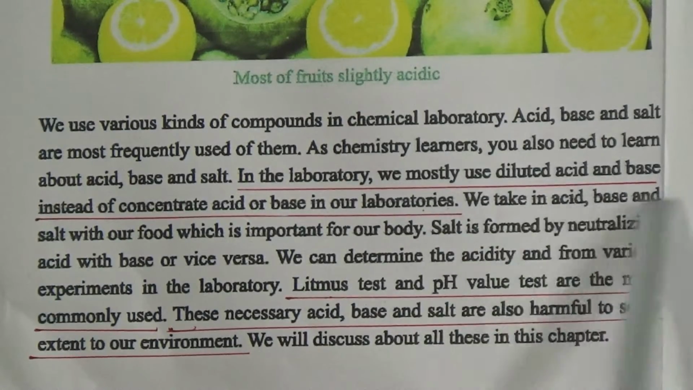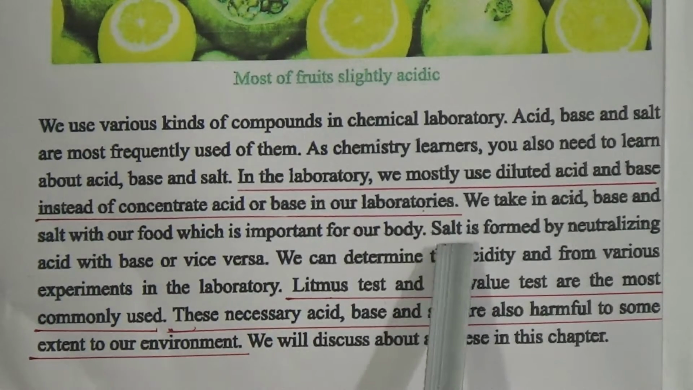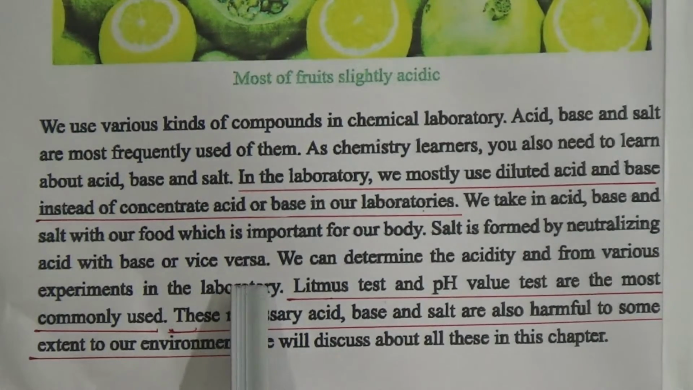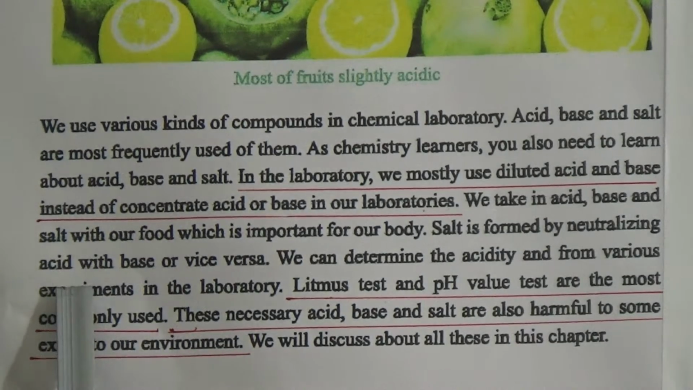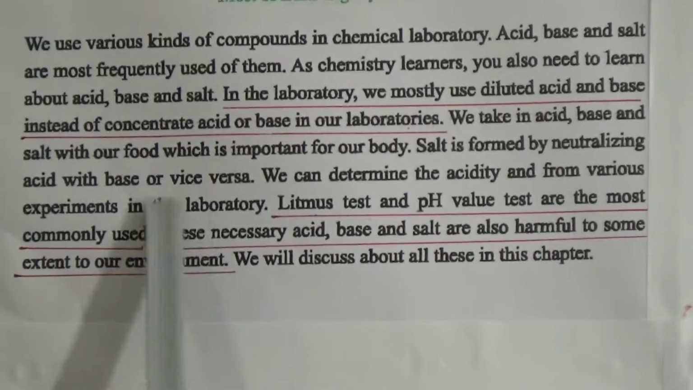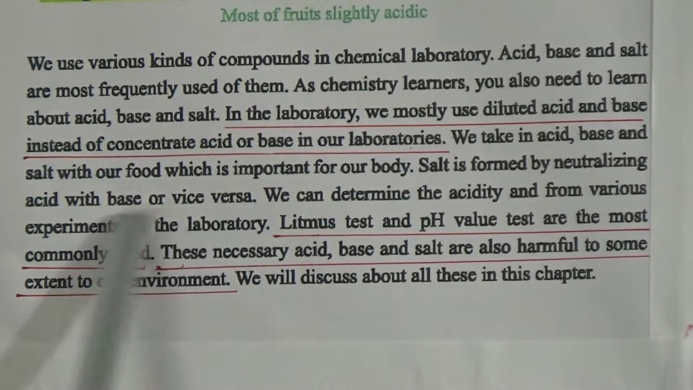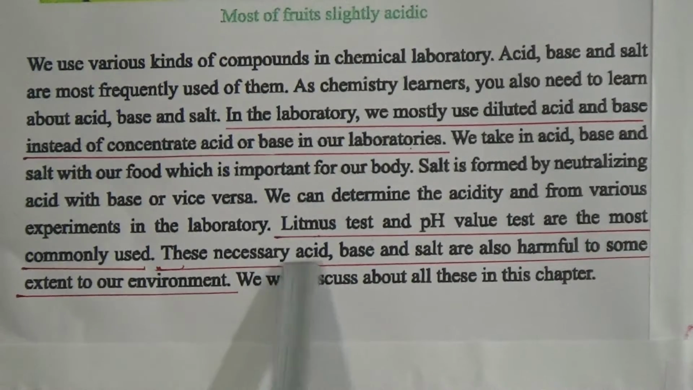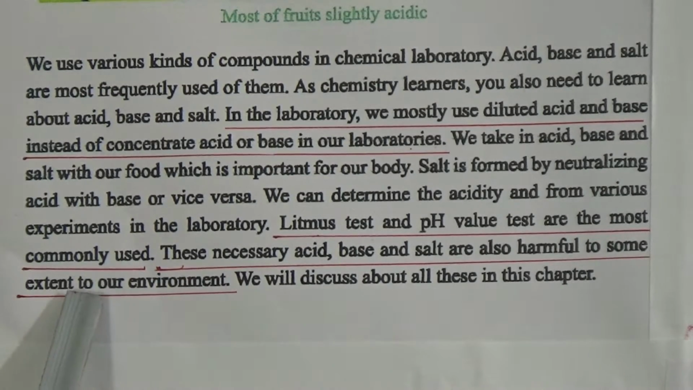We take in acid, base and salt with our food, which is important for our body. Salt is formed by neutralizing acid and base or vice versa. That means when we go through a chemical reaction of acid and base, they produce water and salt, and water and salt are neutral products. That's why it is known as a neutralizing reaction. We can determine the acidity from various experiments in the laboratory. Litmus test and pH value test are the most commonly used. The litmus test and pH value test are used to find out the acid and base.